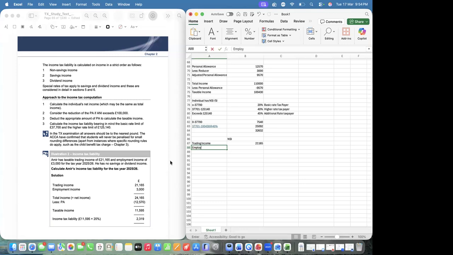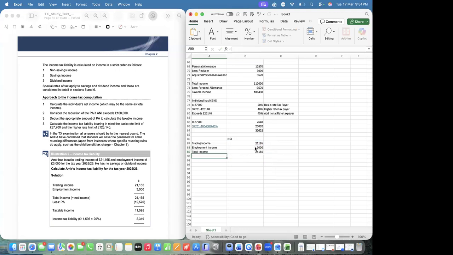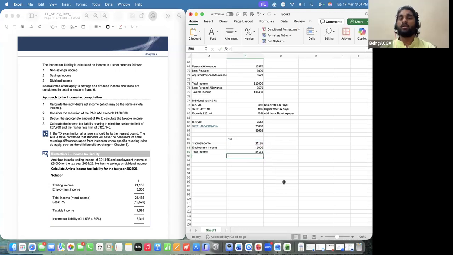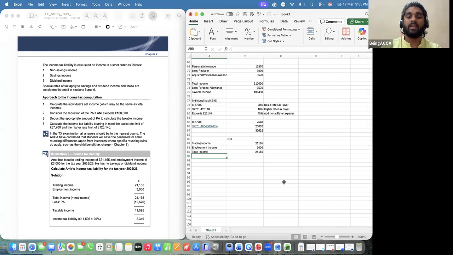This is trading income. Next, we have employment income. Employment income is 3000. Now, what is the total income? Sum both of these incomes, correct? Yes. 24,165. Do we have to calculate adjusted net income for this individual? No. Why not? Because its income is less than 100,000 pounds. Absolutely right.